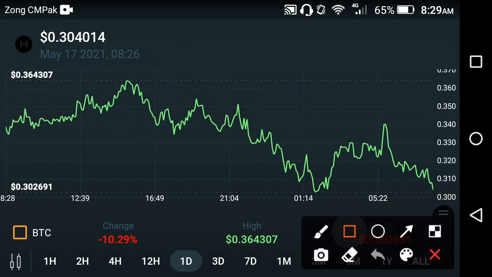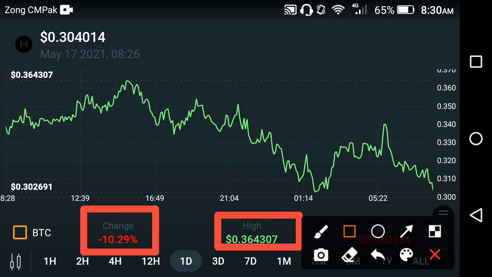Anyways, if you look at the price changes in Hedera Hashgraph, negative 10.29% price fell in the last 24 hours, and the highest price is 0.364307 USD. So now the price of Hedera Hashgraph is going down.